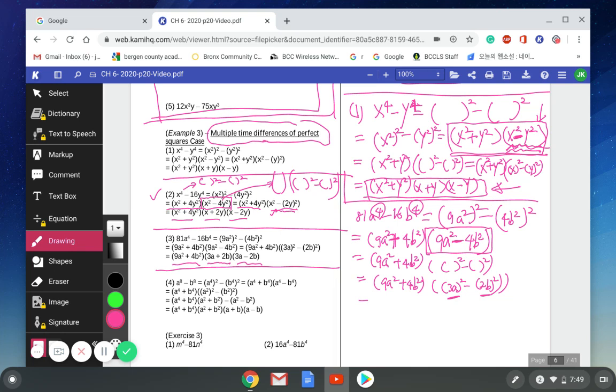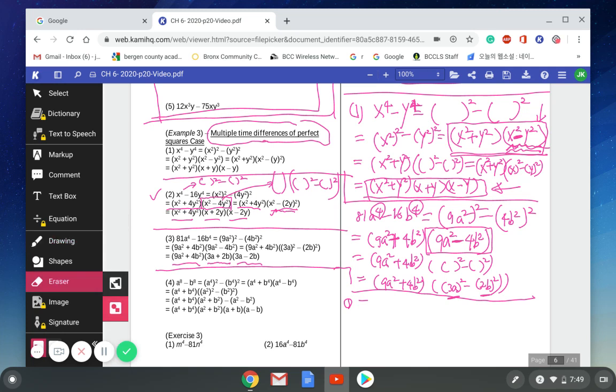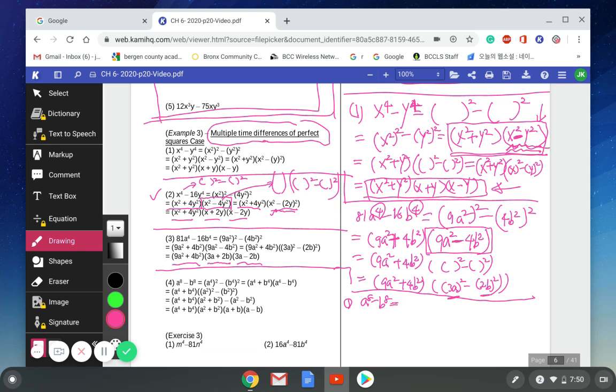Now next question, when you have a to the eighth power minus b to the eighth power. You can change that into something square minus something square format, which is (a to the fourth) squared and (b to the fourth) squared. So that ends up with a to the fourth power plus b to the fourth power times a to the fourth power minus b to the fourth power.